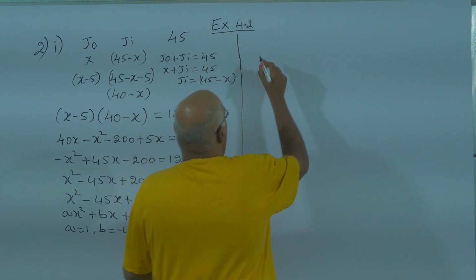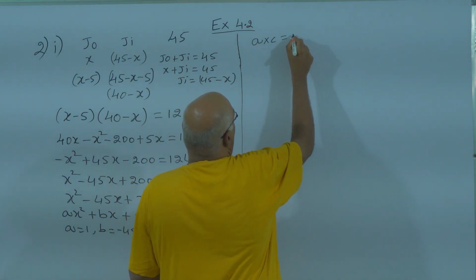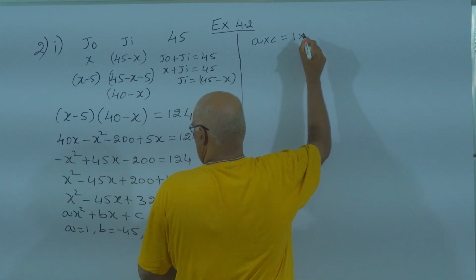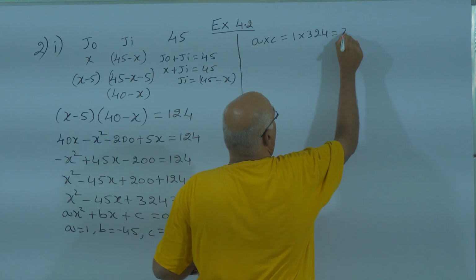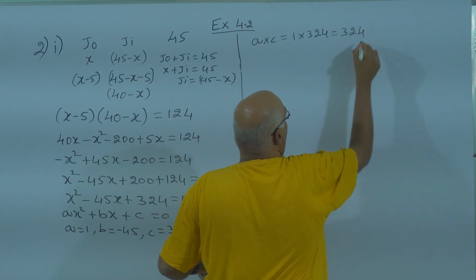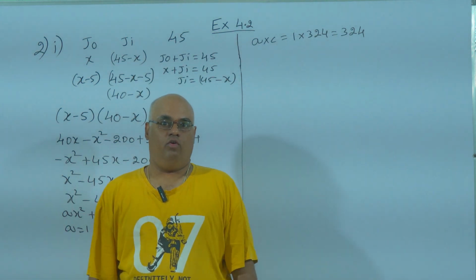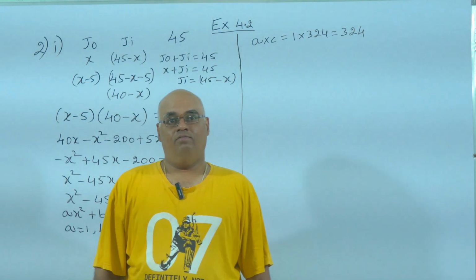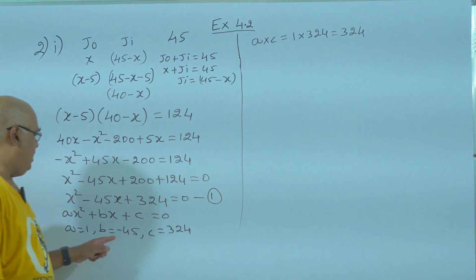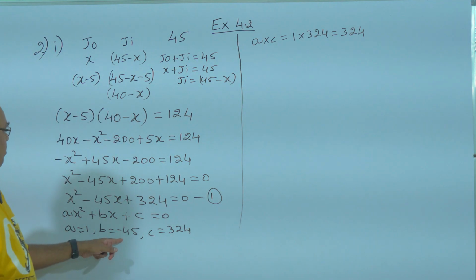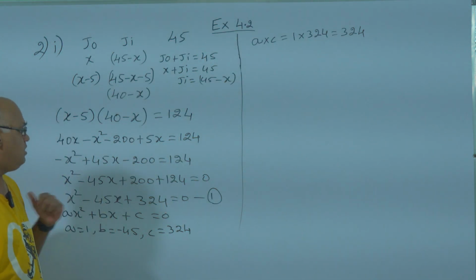So first find out a into c. A into c is equal to 1 into 324. This is equal to 324. Now I have to select two factors of 324 in such a way that when I add up those two factors, I should get the value of b, that is minus 45. So when I add the two factors of 324, I should get minus 45.